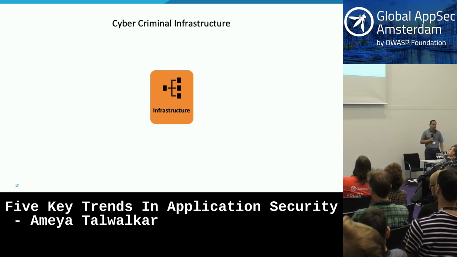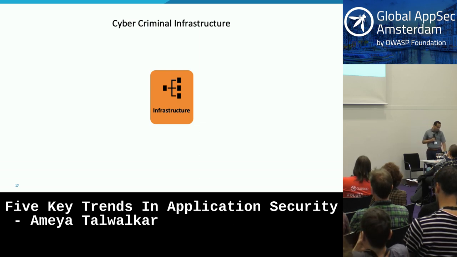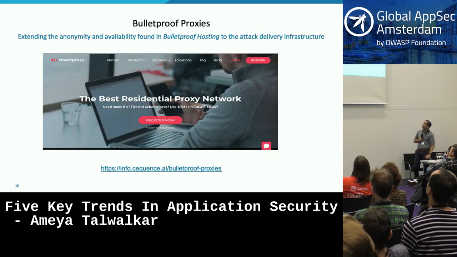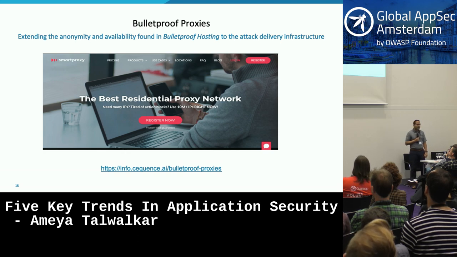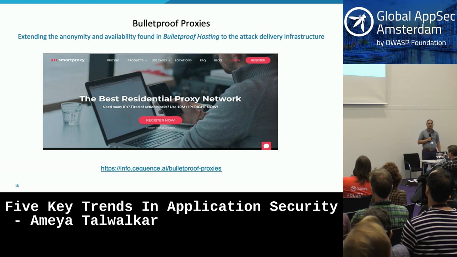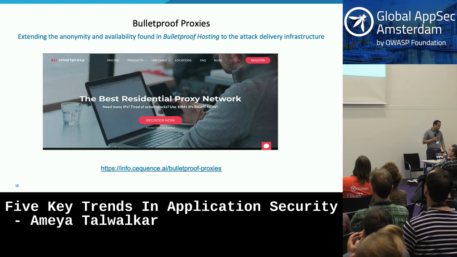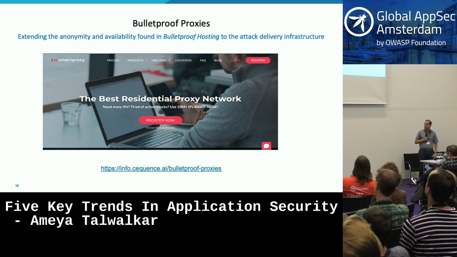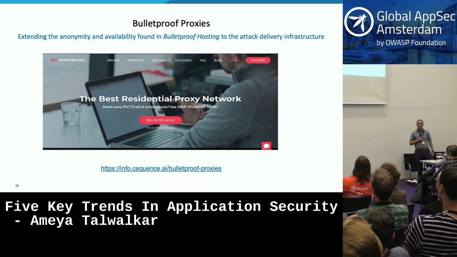The next is cyber criminal infrastructure, and this is a fascinating area of interest. We just published research on something called bulletproof proxies. You can get the URL here and download it, or if you want to stop by our booth, you can get a copy of it. When we published the report, within a week or two, I think even Brian Krebs started talking about it. We are now collaborating with him on the next stage of the research.